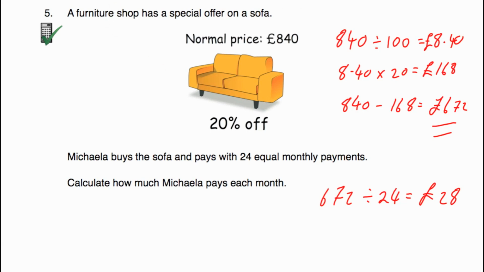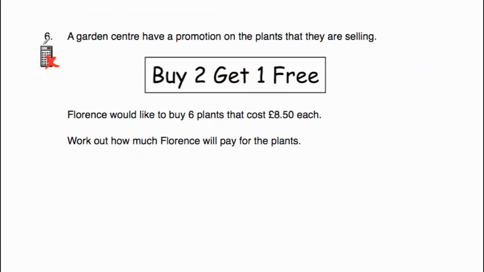Okay, let's have a look at question number 6. So question number 6 says, a garden centre has a promotion on their plants, and it's buy 2, get 1 free. And Florence would like to buy 6 plants that would cost £8.50 each normally. Work out how much money Florence will have to pay for the plants. So she's going to buy 2 and get 1 free. Then she's going to buy another 2 and get another 1 free. And altogether that would be 6 plants, and that's the plants she would like to buy.